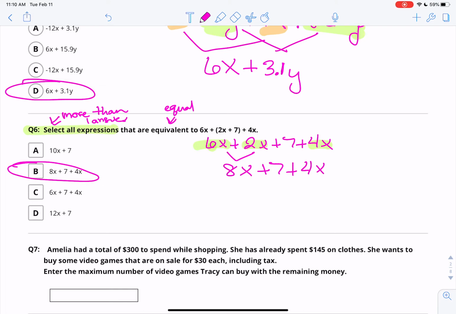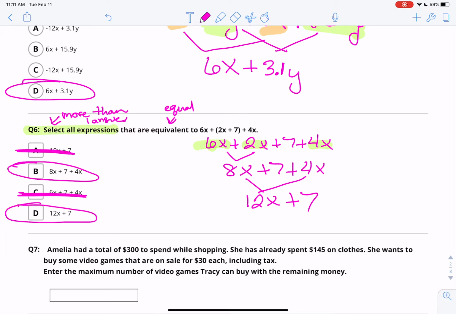Now, they have a 10x, a 12x, and a 6x. Well, C would not work because 6x plus 7 plus 4x, they're missing the 2x. And if you add that, it makes it more than 6. So that's not going to happen. So now I just need to go, okay, well, I can still add these 2 x's together. And 8x plus 4x is going to be 12x plus 7. And I look over. Well, 12x is not 10x, so A doesn't work. So that means it's D, 12x plus 7.